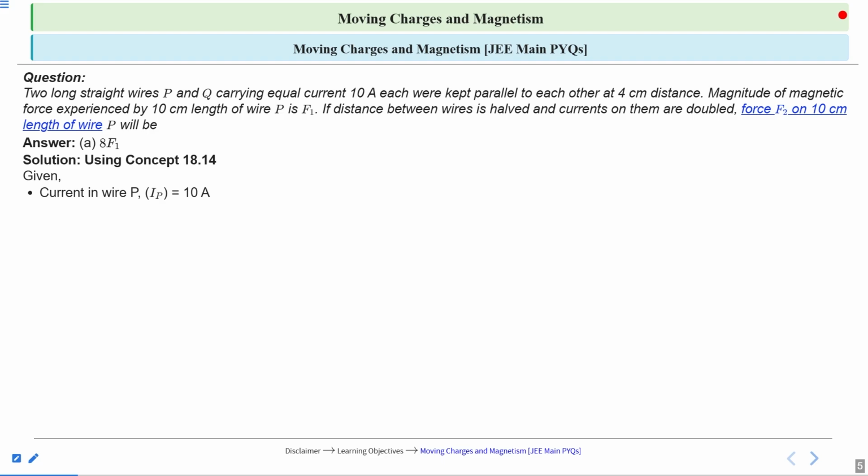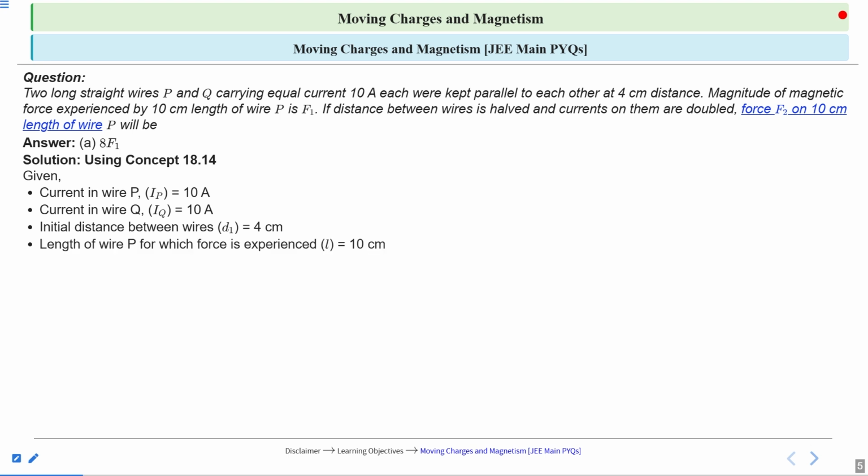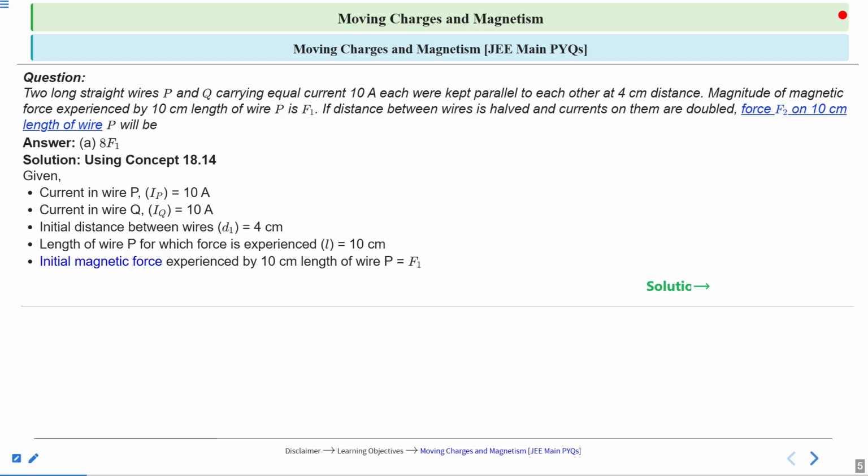Given current in wire P, so what is given, we are going to list it. Current in wire P initially, IP, is equal to 10 ampere. Current in wire Q initially, IQ, equal to 10 ampere. Initial distance between wires D1 equal to 4 centimeter. And the length of wire P for which force is experienced is 10 centimeter. For this length we have determined the force F1, so for 10 centimeter of wire P, the initial magnetic force experienced is F1.